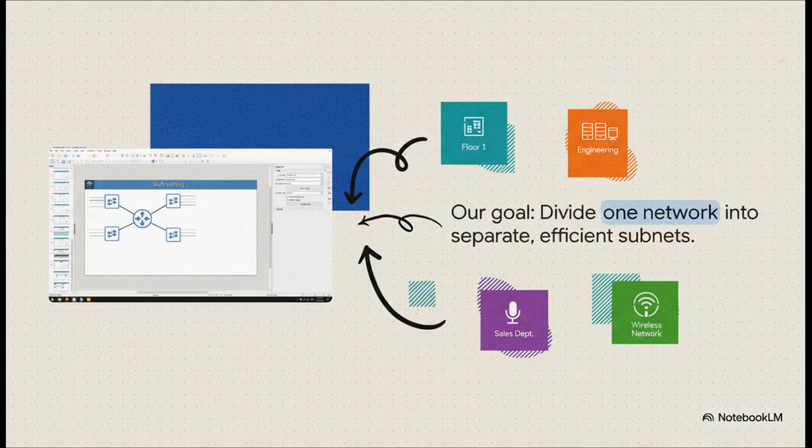So this is what we're aiming for. We start with one big network address space, and our job is to slice it and dice it into smaller, much more manageable subnets. Each one could represent something totally different. Maybe one is for the sales department, another for engineering, or one for the entire second floor. It just keeps everything neat, organized, and way more secure.